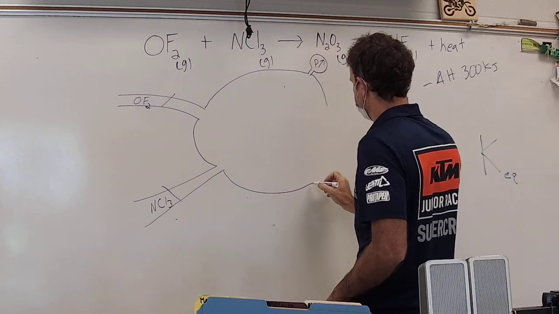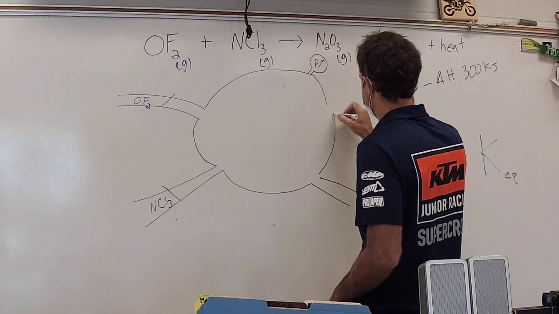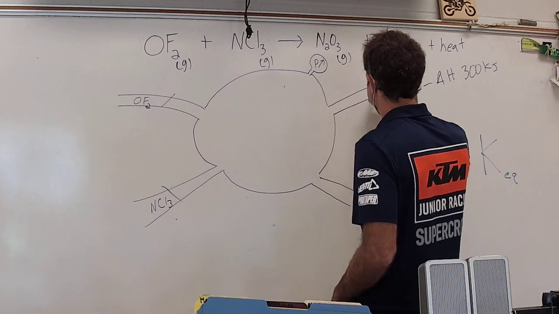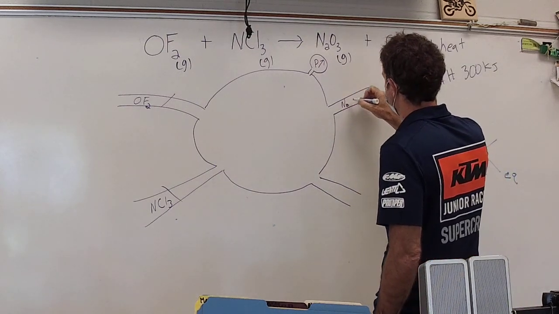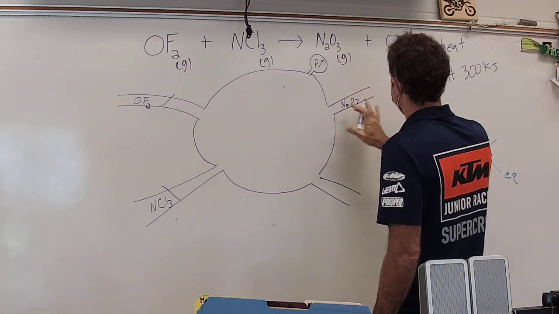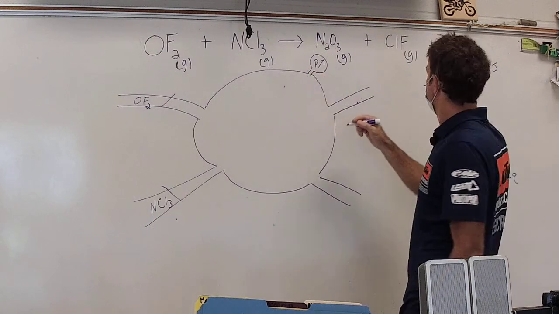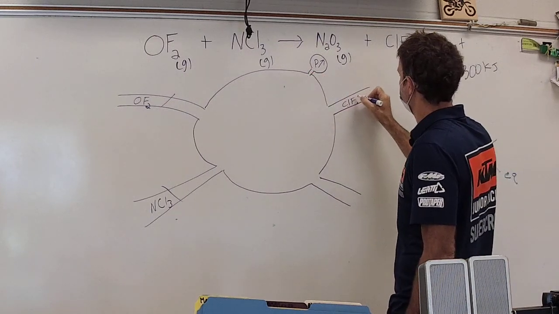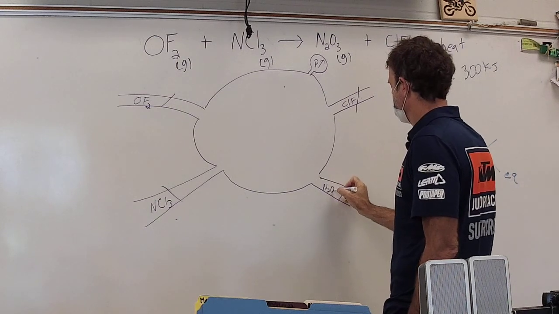And then we're going to have two outlet valves over here on this one. Two outlet valves. Okay. The lighter gas we would try to get out of the top, and that would be chlorine monofluoride. And we have a valve down here for the dinitrogen trioxide.